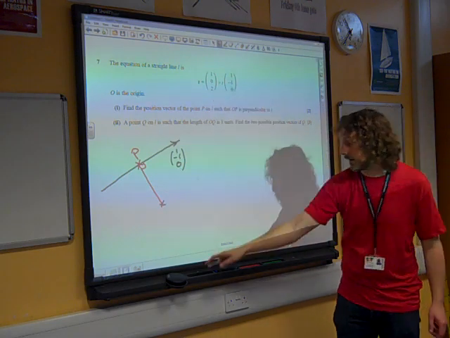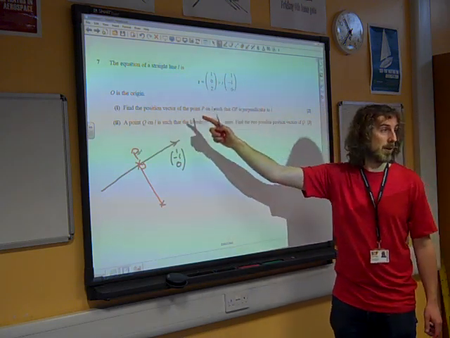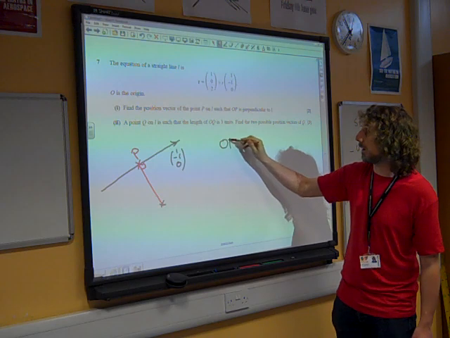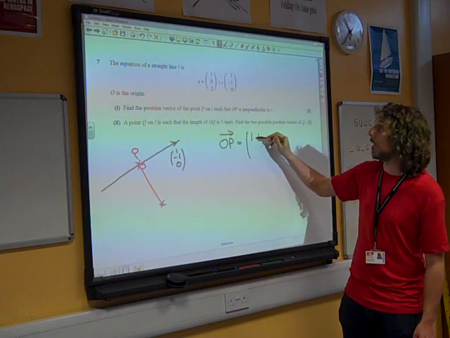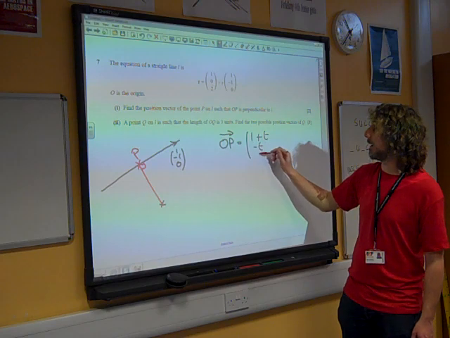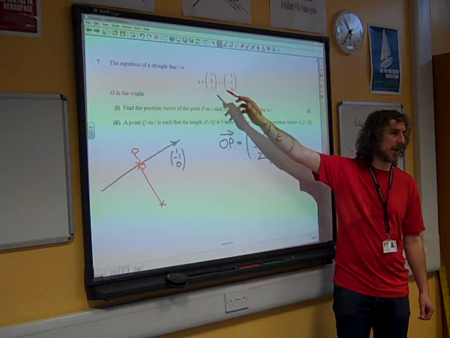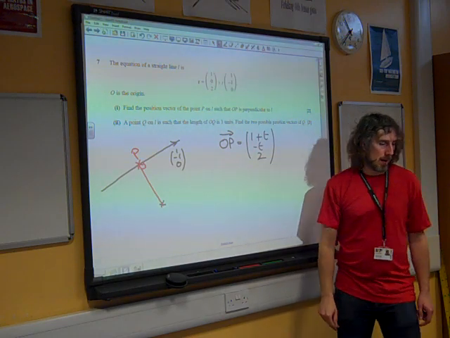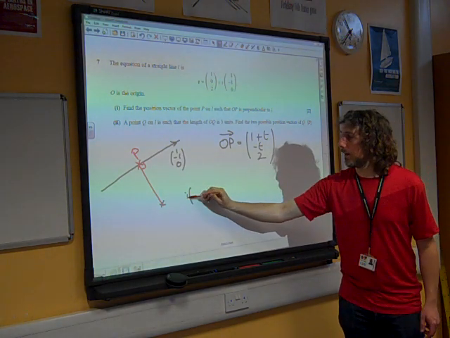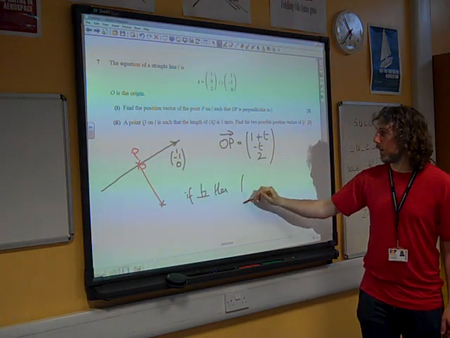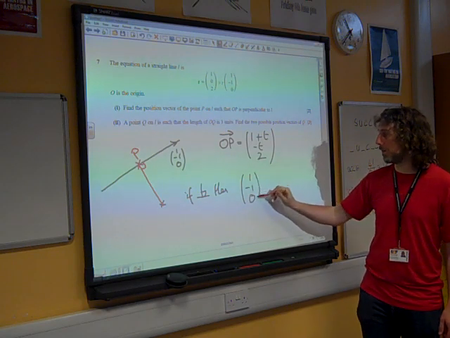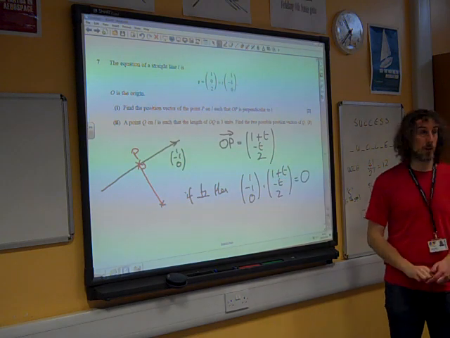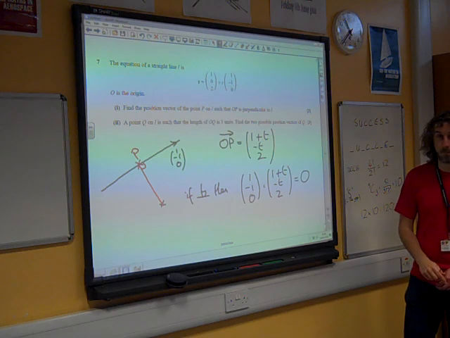Well, if P is on this line, then there must be some value of t. As t varies, it gives us all the points on the line. So OP, another way of writing that, is the vector (1 + t, -t, 2). Can you see what we've done there? We've just taken that and put it all together to give us one vector. So, if it's perpendicular, then when we do the scalar product of (1, -1, 0) with (1 + t, -t, 2), we must get a result of 0 because they're perpendicular.